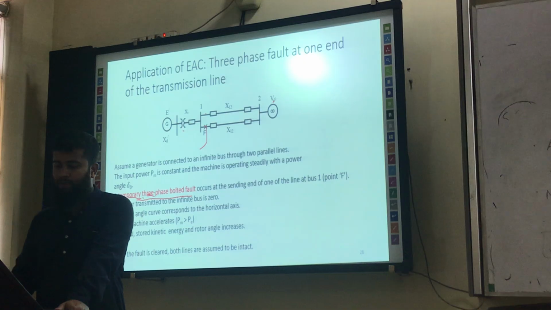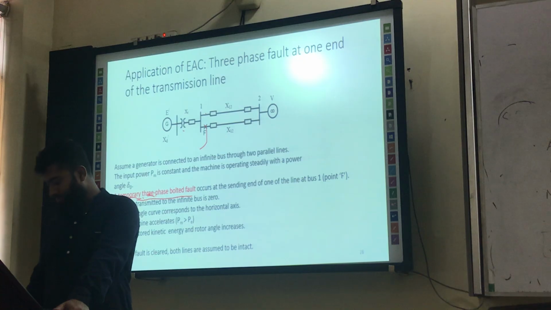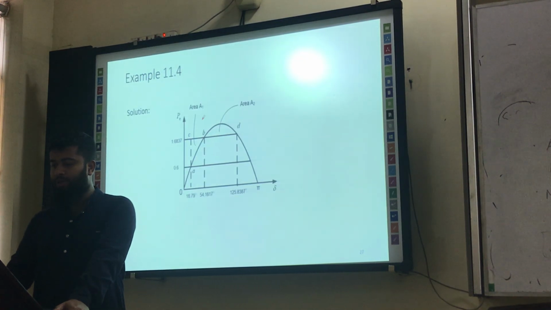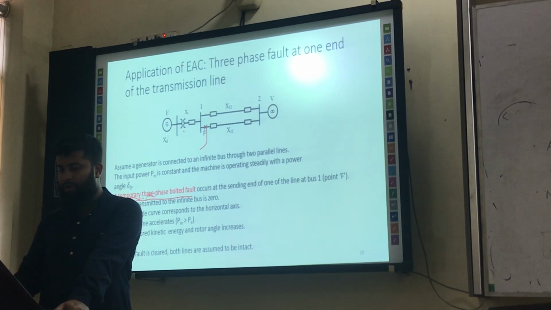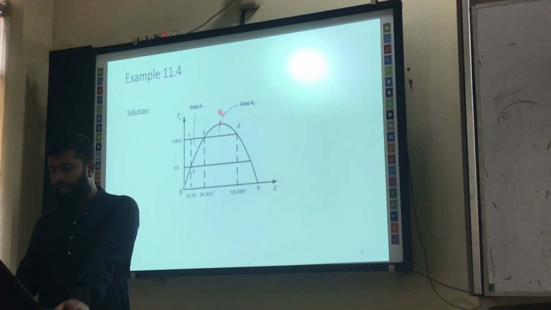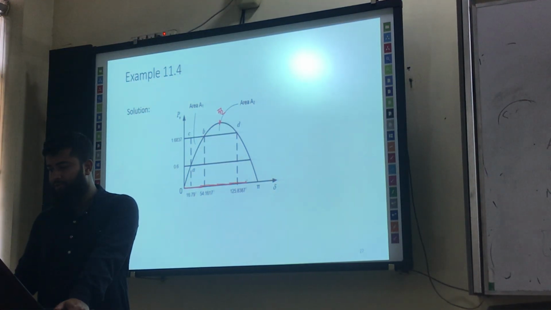Okay. Then the power angle curve corresponds to the horizontal axis. Means that if this is our power angle curve, here we can see this P increases with respect to the delta value, right? And it gets the maximum at pi by 2. Then again it reduces. But whenever due to the fault power transmitted to the infinite bus is zero, that means now our P line will be exactly horizontal, like this. So this is for P.